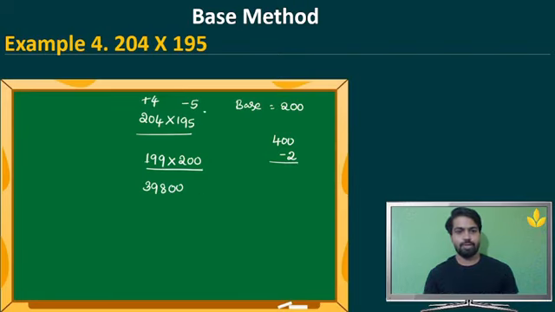And plus 4 into minus 5 is actually minus 20. I need to remove 20 from 800, which is going to be 39,780. This is your final answer. You need to increase the speed by avoiding writing all these steps.